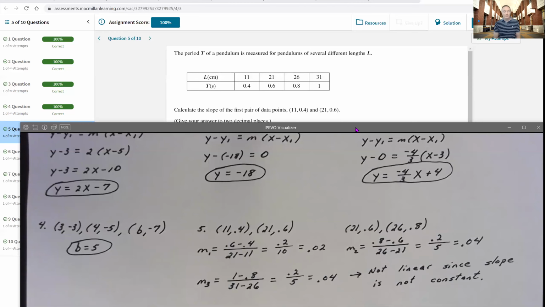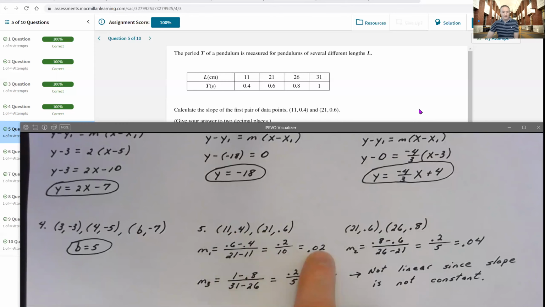Now the following questions are just asking us to find the slope from one set of information to the next. In the first one, it's asking me to calculate the slope between 11.4 and 21 and 0.6. So I've done that here. I just said, well, it's the change in y, 0.6 minus 0.4, over the change in x, 21 minus 11. That gives me a change in y of 0.2, a change in x of 10. 0.2 over 10 gives me 0.02.